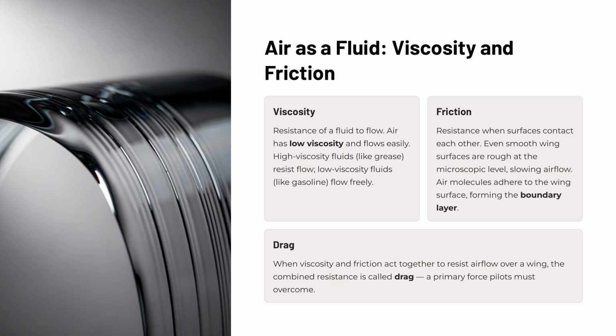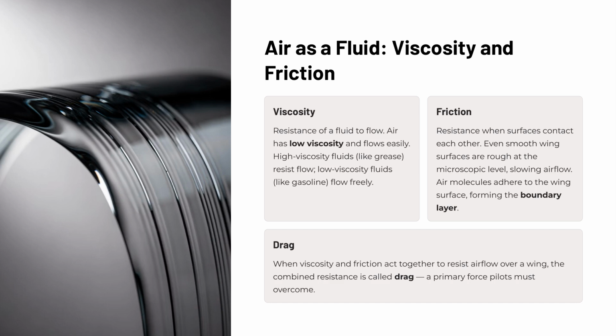Now, even though air flows easily, friction still plays a significant role. When air moves over a wing surface, even a surface that appears perfectly smooth, at the microscopic level there is enough roughness to slow the airflow down. Air molecules actually adhere to the wing surface itself, and this creates what we call the boundary layer, a thin region of slower-moving air that clings to the wing.